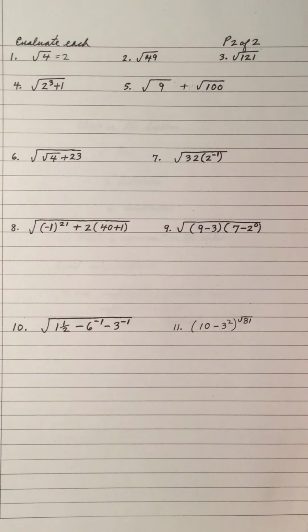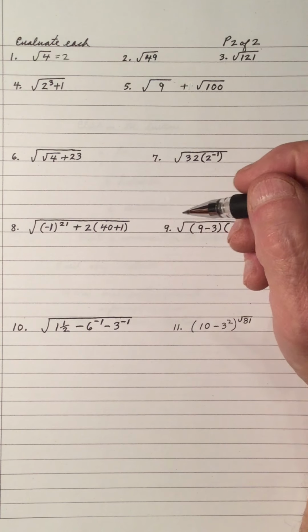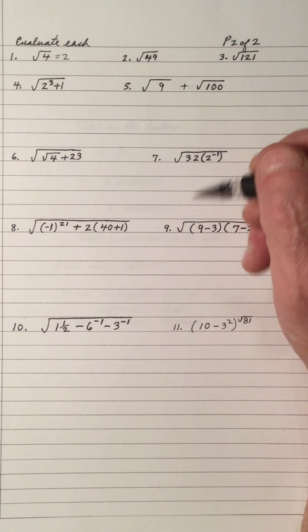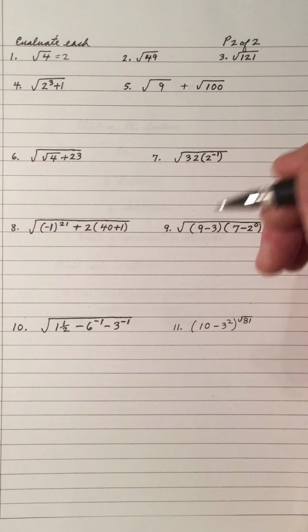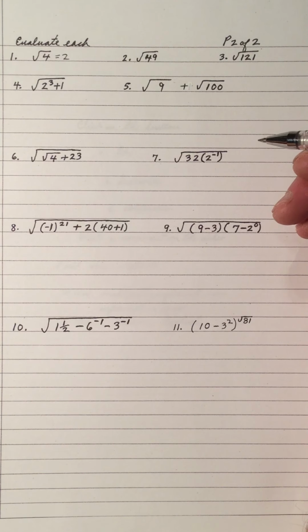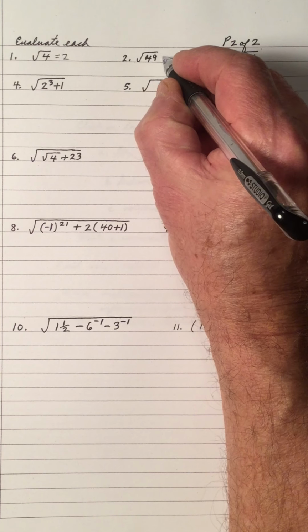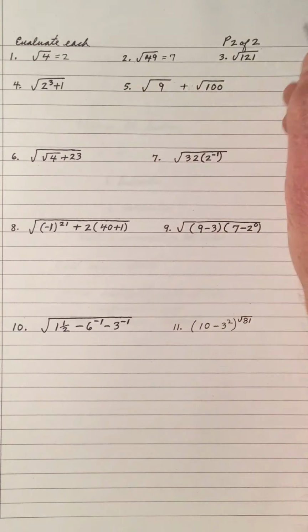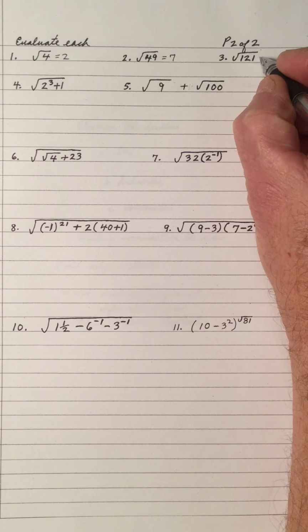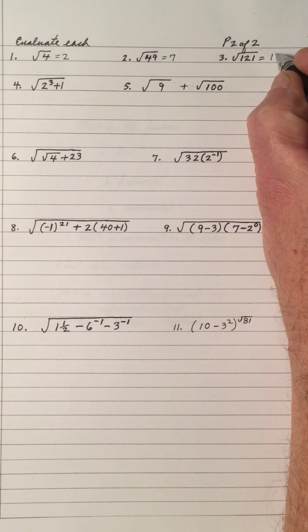What you can do is pause the video and work out each of these answers and then press play to see if you're right. You can do that for each question. Here we go. The square root of 49, 7. Square root of 121, 11.